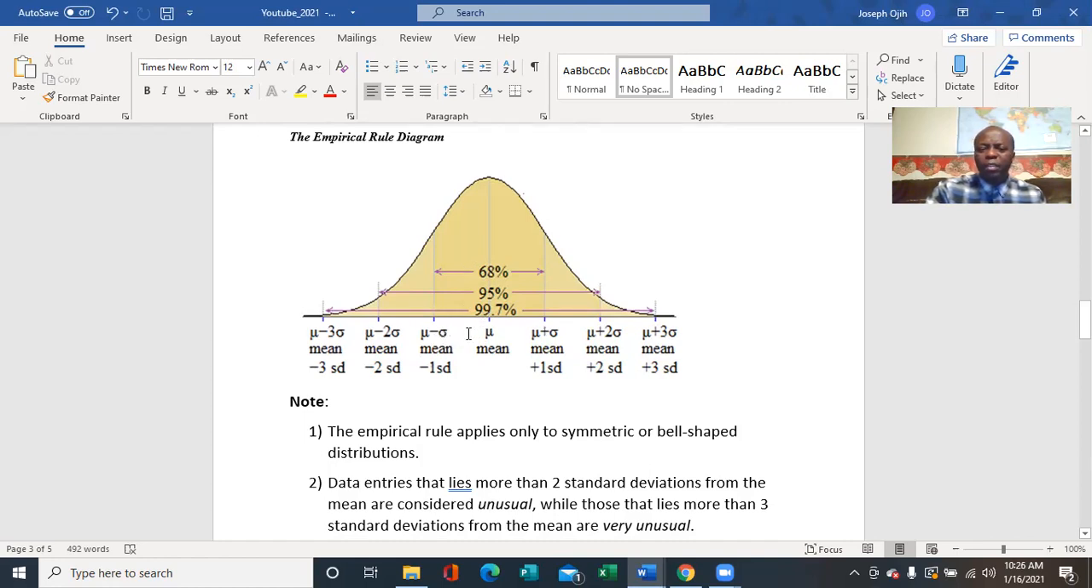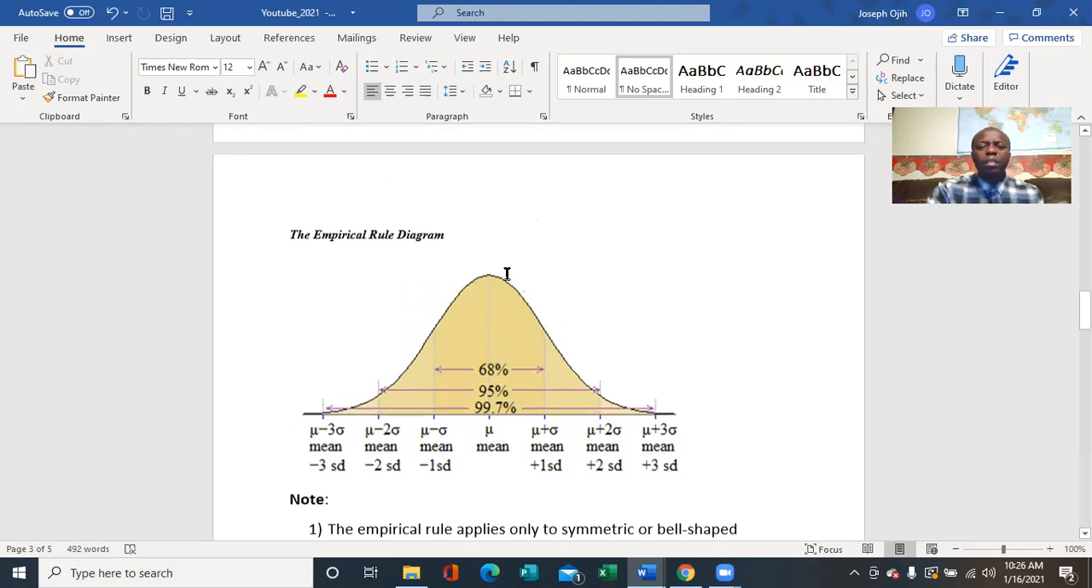This is the mean right here. This is one standard deviation away from the mean on the left side. This is the mean plus standard deviation, which is one standard deviation away from the mean on the right side. This right side we also call the upper end. The left side is also called the lower end. For the one standard deviation, you can see it right here and here, and you can see the 68%.